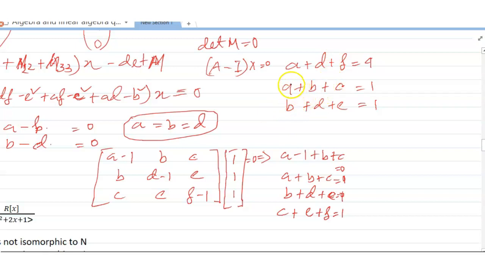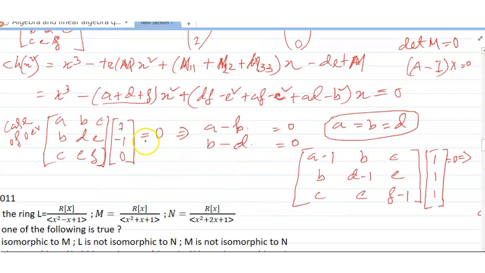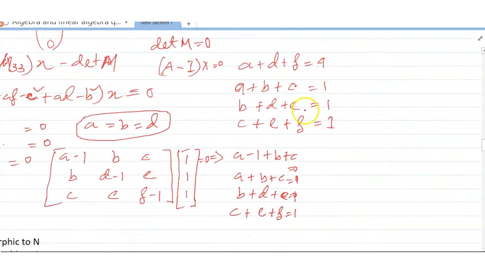How can I solve this? I have to solve these equations: b plus d plus e is equal to 1, and c plus e plus f equals 1. Another is multiplication, so c is equal to c minus e, and c minus e is also 0. So I get c equals e. This is another point: c equals e, and a equals b equals d.